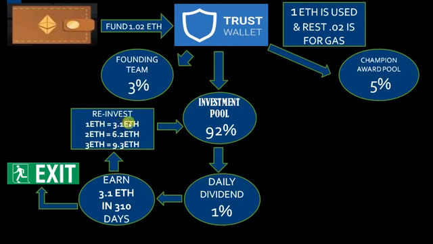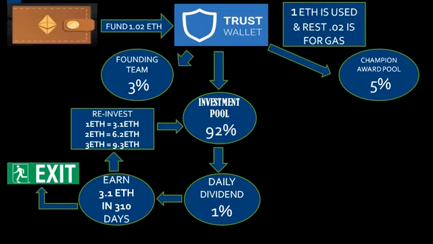So 1 will give 3.1. If you reinvest 2, then you get 6.2 Ethereum in return, and if you reinvest 3, you get 9.3, but you get the return in 310 days, okay? So this again goes into the investment pool. So this cycle continues and continues and continues. Now, you may ask me, well, how long will it go? Let me just show you how long and how far, okay? I'll show you in the subsequent slides.